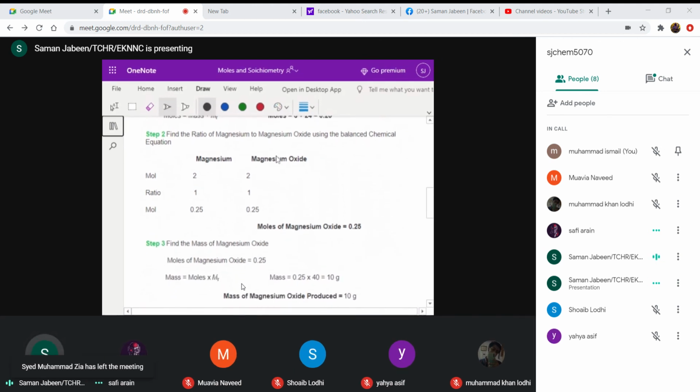Magnesium is known and magnesium oxide is unknown. Okay. So what is the ratio in the balanced equation? 2:2. It means they are equal in amount. 1:1. Yes. So, miss, their moles will also be equal.